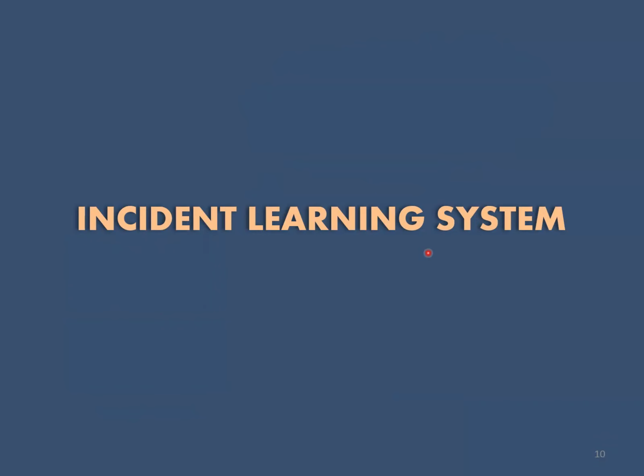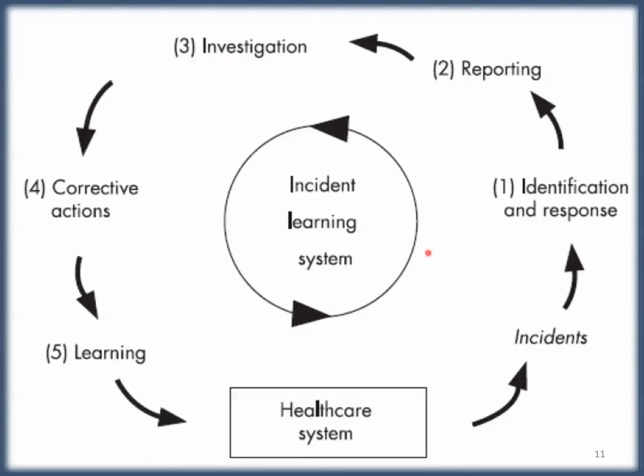So what is an incident learning system? We're not going to go into detail in this presentation; I'm just going to give you a glimpse. This is how it looks. First of all, the identification and the response, then the reporting, which depends on what kind of incident occurs. Then, of course, investigation if required. Then the corrective action taken by whatever committee is made for the investigation.